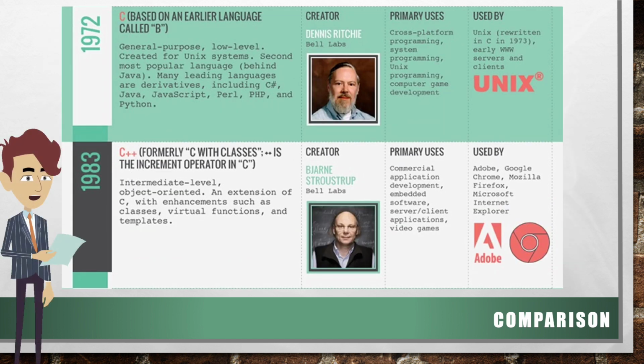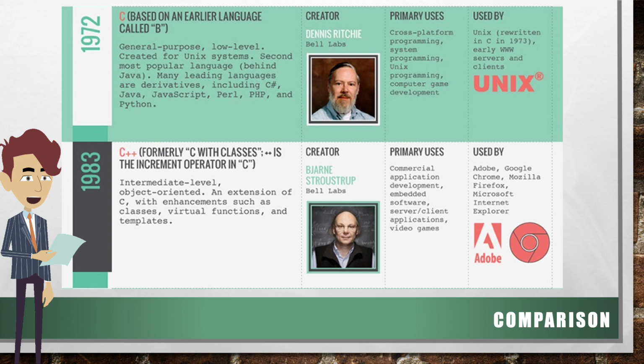Next, we have 1972. We have the C programming language, based on an earlier language called B. It was created by Dennis Ritchie. It is a general-purpose, low-level language created for Unix systems, the second most popular language behind Java. Many leading languages are derivatives of this language, including C#, Java, JavaScript, Perl, PHP, and Python.